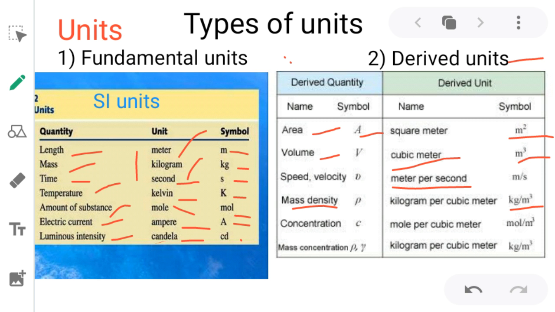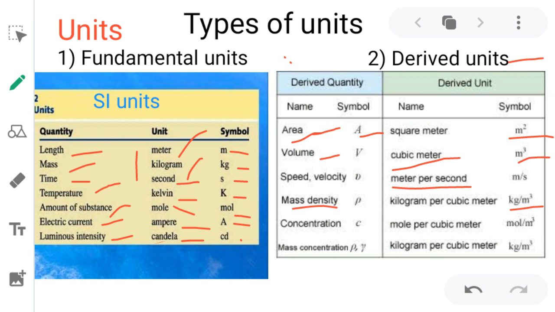You may observe this very simply by observing area. The unit of area is meter square. How did meter square come? M into M. That means we are using length 2 times, hence it becomes a derived unit. Similarly, volume is cubic meter, meter cube. We are using meter 3 times, hence it becomes a derived unit. Similarly, others we can also observe.